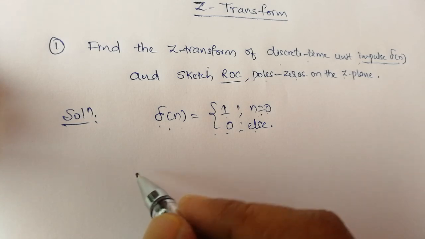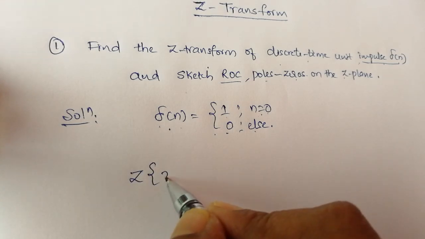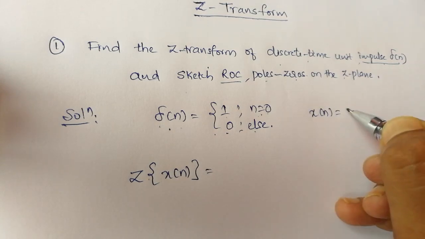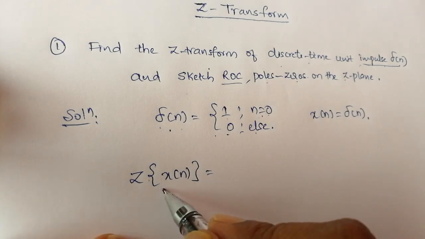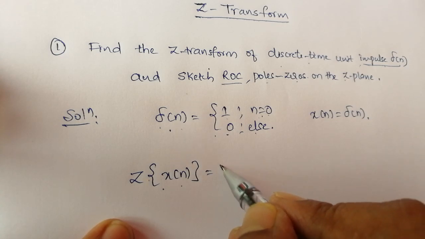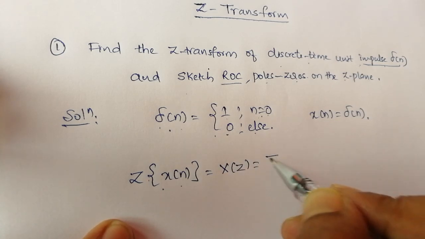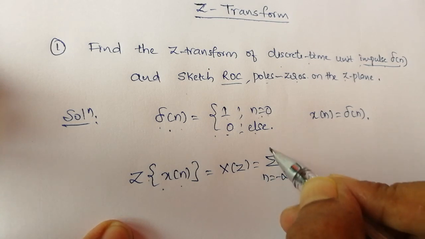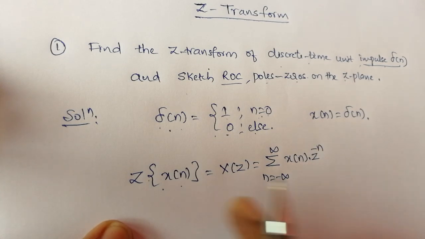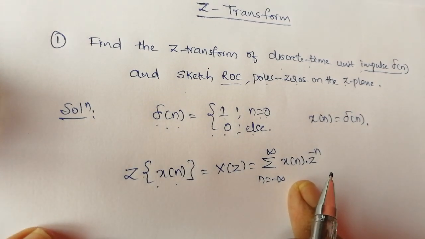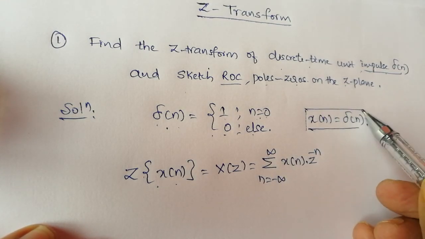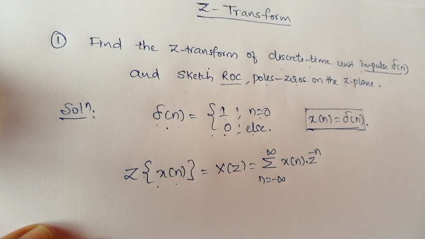So with the help of the definition of Z transform of x of n, here x of n equal to delta of n. The Z transform of the given discrete time sequence is given by the definition of ZT, that is X of z equal to summation n equal to minus infinity to plus infinity x of n multiplied by z raised to minus n. It is the definition of Z transform. With the help of this definition, let us calculate ZT for the given sequence, that is the impulse function.